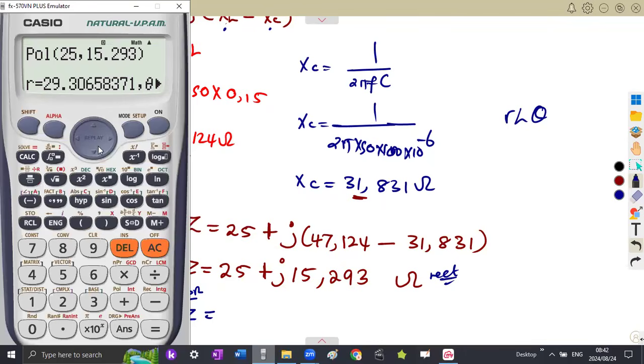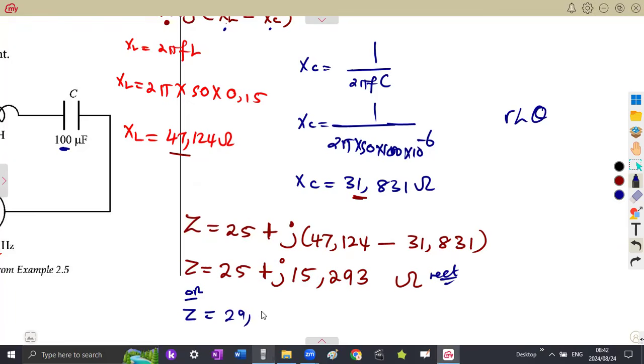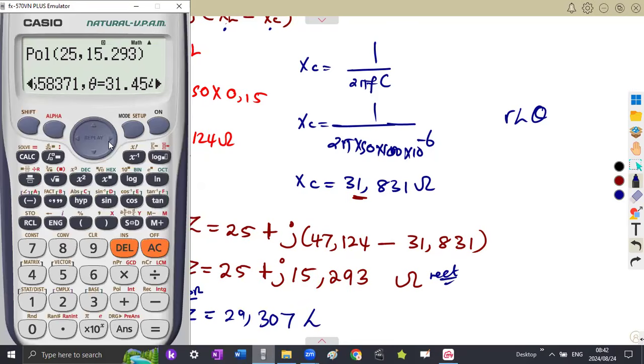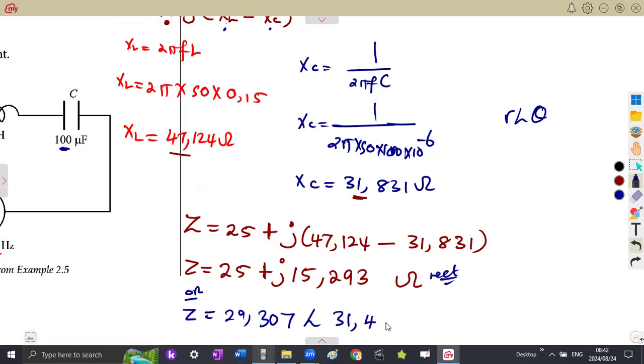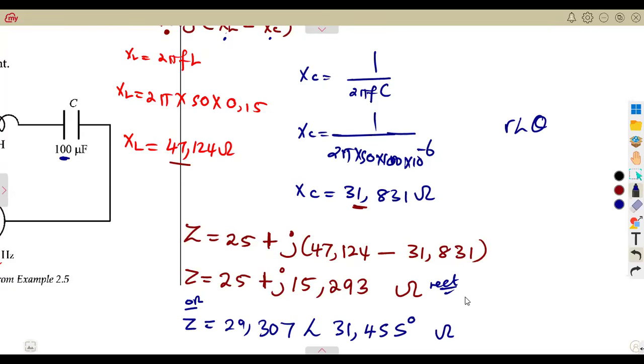So thus, we are given the value of r, 29.305. This 65 is going to change into a 7, so that's 29.307. Then the angle theta is also given: 31.45, and the 9 is going to change this into a 5, so that's 31.455 degrees as your total impedance of the whole circuit.